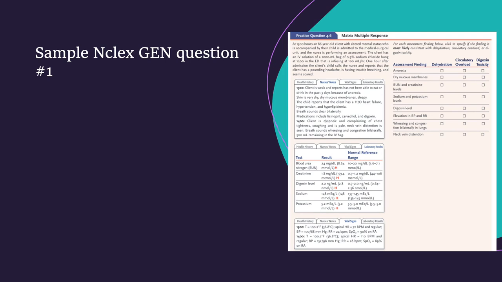All right, so anorexia. Would you most likely see anorexia with what? Digoxin toxicity. Dry mucous membranes, we will see that with what? Dehydration. BUN and creatinine levels being high, we're going to see that with what? Dehydration. Because now the kidney is not working properly because it is not getting enough fluids, right?